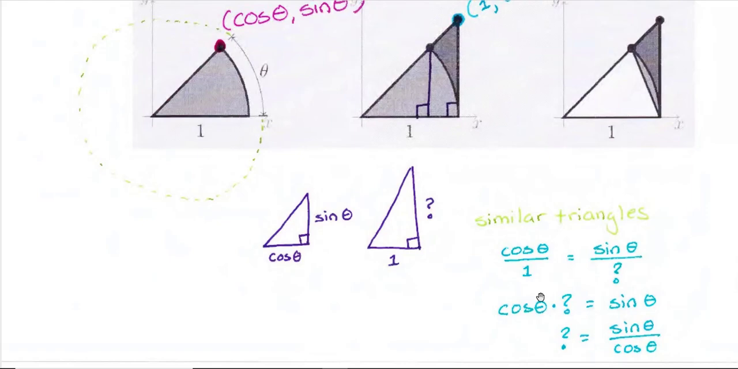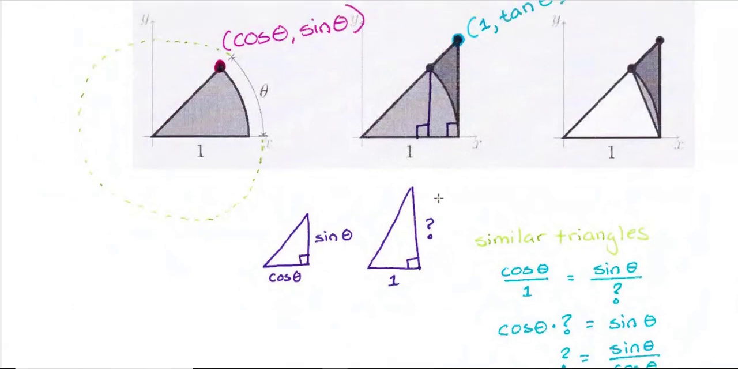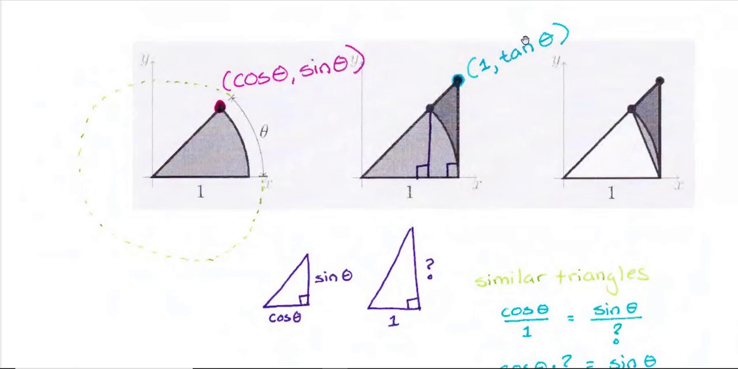So then I'll cross multiply. So the cosine times question mark is going to be equal to the sine of theta times 1. Solve for your question mark, divide both sides by cosine, and you can see that that question mark, this height right here, is sine over cosine, which is tangent. So we have this tangent right here. So that's where this ordered pair came from.